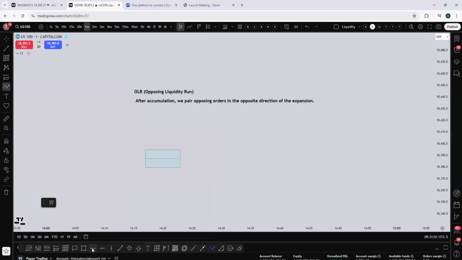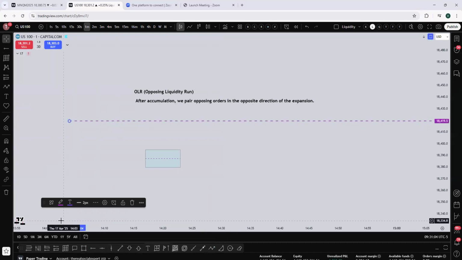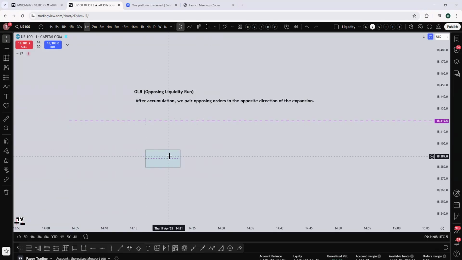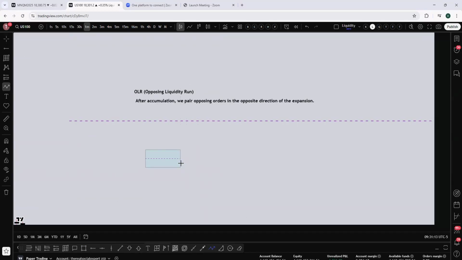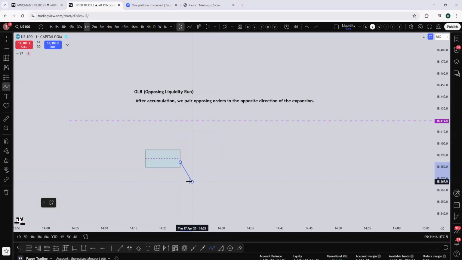If our target and our overall bias is to the upside, and we're starting here, we need to pair orders to the downside first to create a dealing range here: buy side, sell side, buy side, retracement, expand. So this first part here out of the accumulation is an OLR, because the liquidity that we want is up here. The opposing liquidity is below.